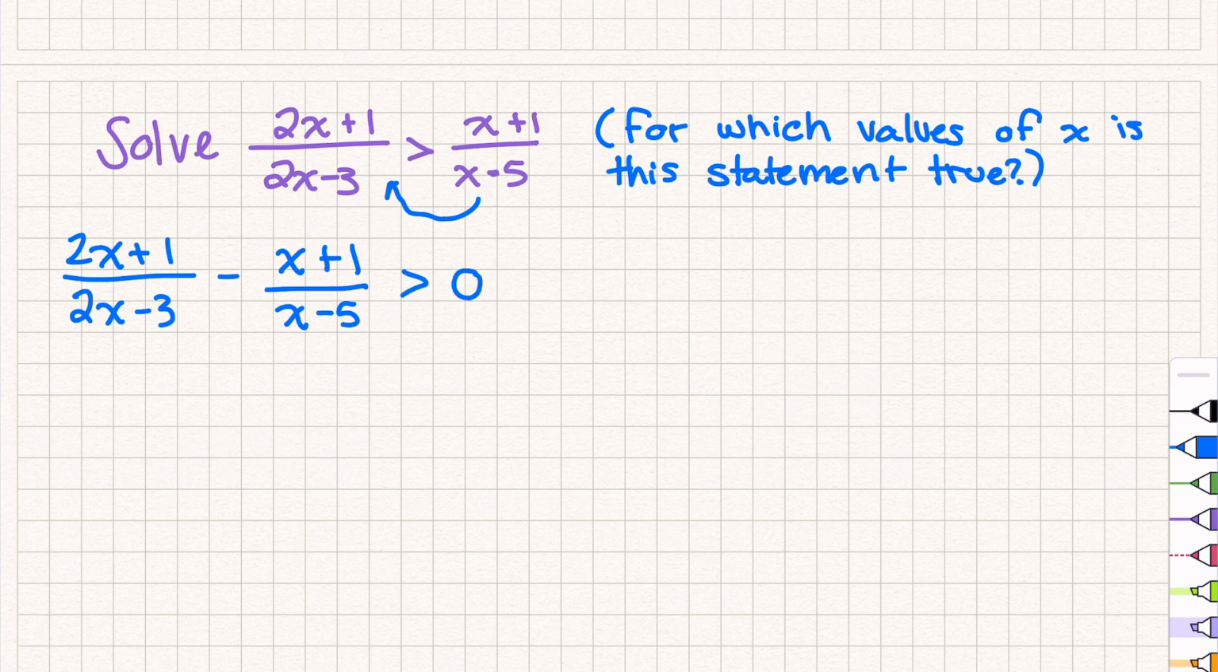So now we need to find a common denominator. We're going to multiply these, which means we're going to multiply this side by 2x minus 3, and this side we're going to multiply by x minus 5.